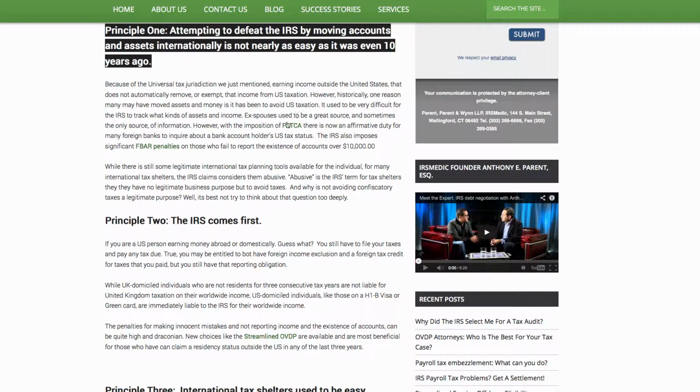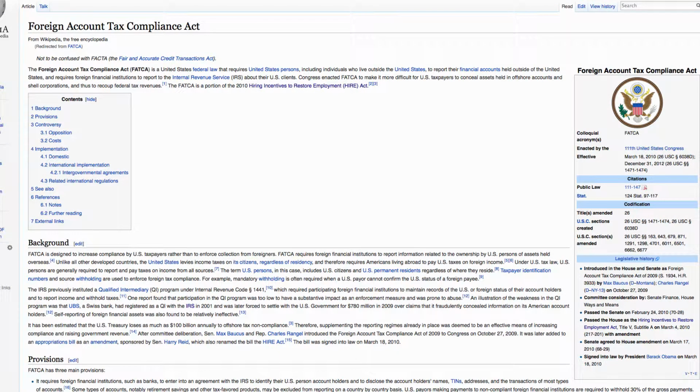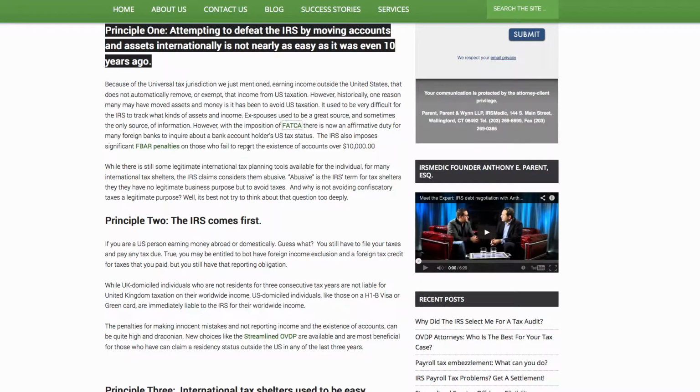called FATCA, here I'm going to underline it right here, FATCA, here we're going to the Wikipedia page on FATCA. Because of that, foreign banks actually have an affirmative duty to inquire if you are a U.S. person, even if you weren't born in the U.S. They're going to see if you have any phone numbers or addresses connected with your account. So that's something to be aware of.